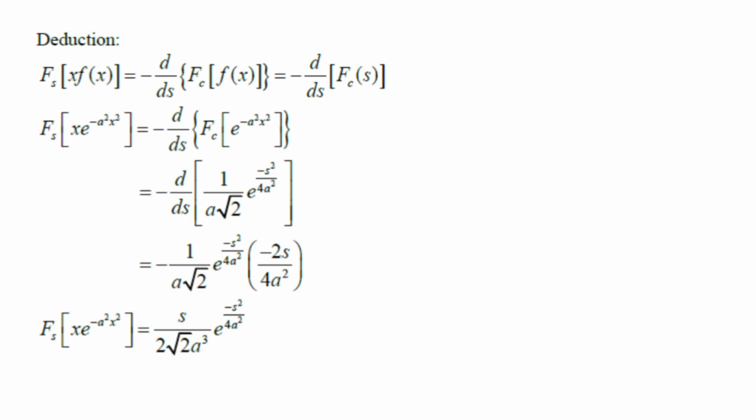Now, for the Fourier sine transform of x into f of x, it equals minus d by ds of the Fourier cosine transform of f of x, that is minus d by ds of Fc of s. Substitute the Fc of s value, 1 by a root 2 into e power minus s square by 4a square, and differentiate with respect to s. Then you get the answer: s by 2 root 2 a cube into e power minus s square by 4a square. Thank you.